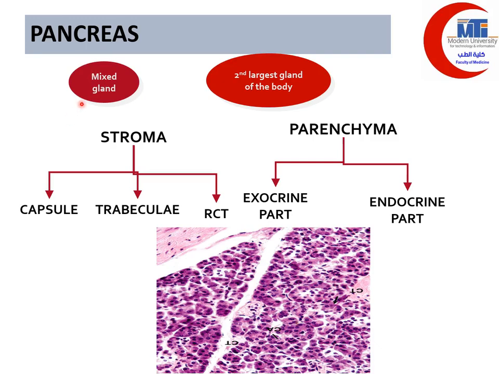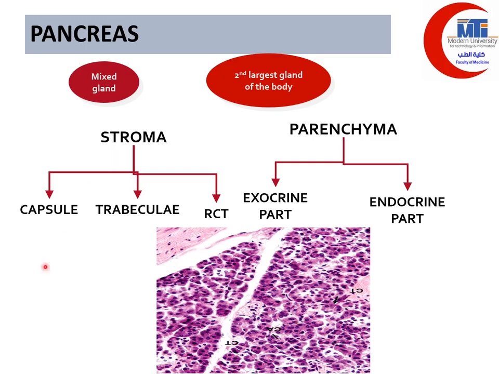Pancreas is considered a mixed gland. Its functioning part, which is called parenchyma, is formed of an exocrine part and an endocrine part. Pancreas is considered a parenchymatous organ, so it's formed of stroma and parenchyma. The stroma forms the external and internal shape of the gland, and the parenchyma contains the functioning cells that secrete enzymes and hormones.